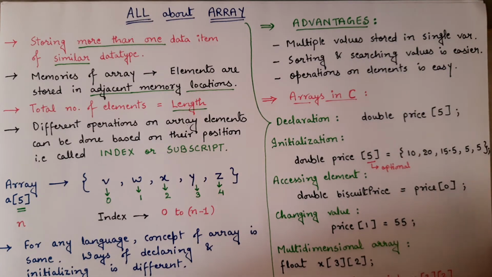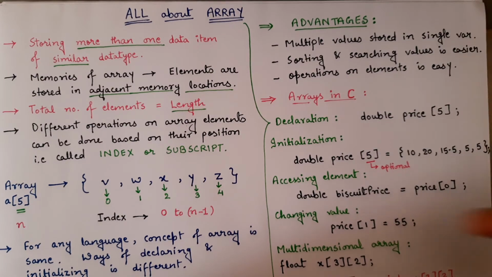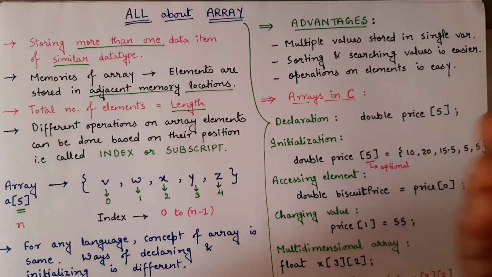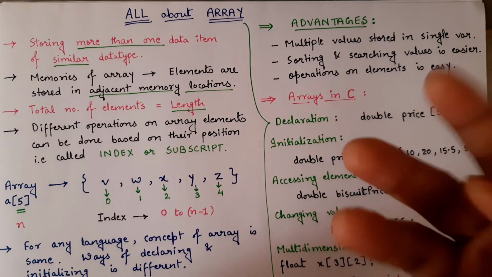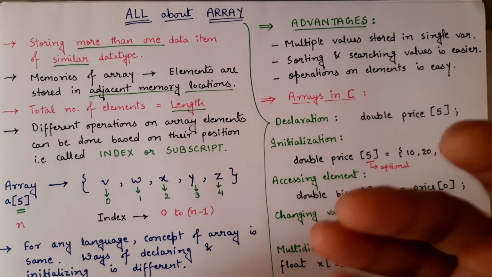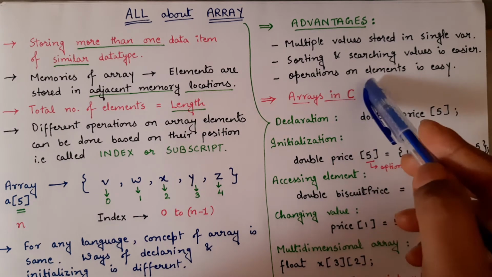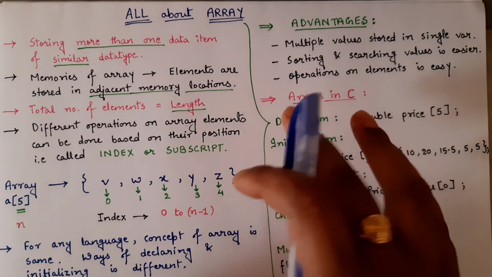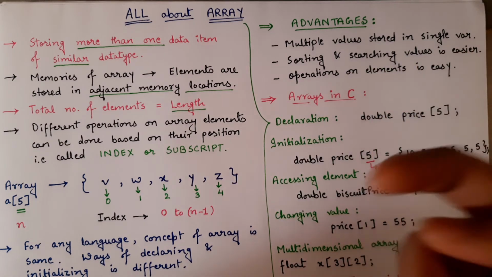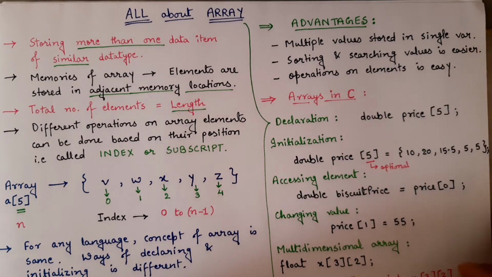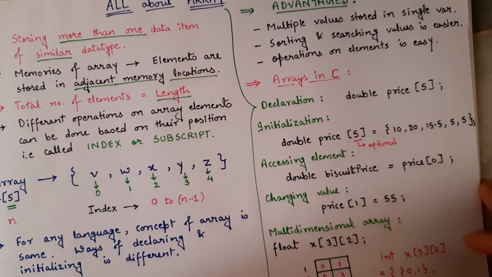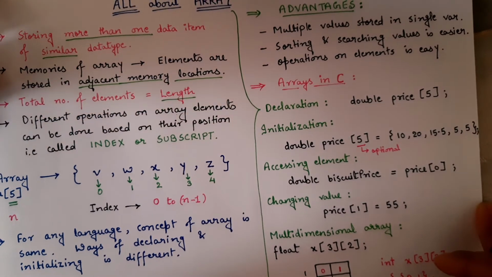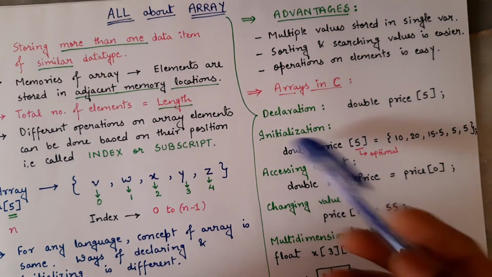Now if we talk about arrays in C, as I told, if these concepts are clear, if you know very well what array is, you can easily work with arrays in any language. But still, here we are seeing the syntax of C language while using array, so that you will get a basic idea, and then if you want to work with any other language, you can easily do that. So quickly let's see the syntax of array if we are implementing it using C language. Let's say declaration.